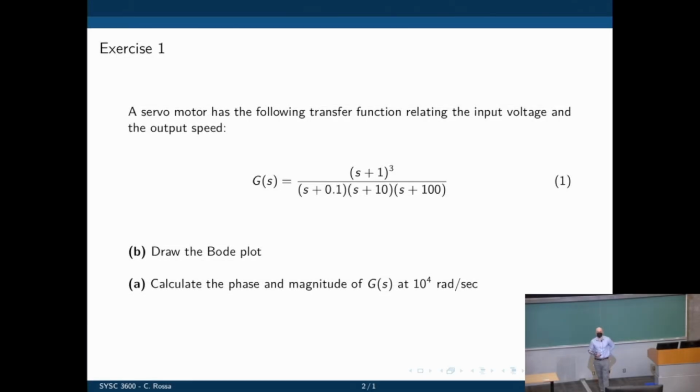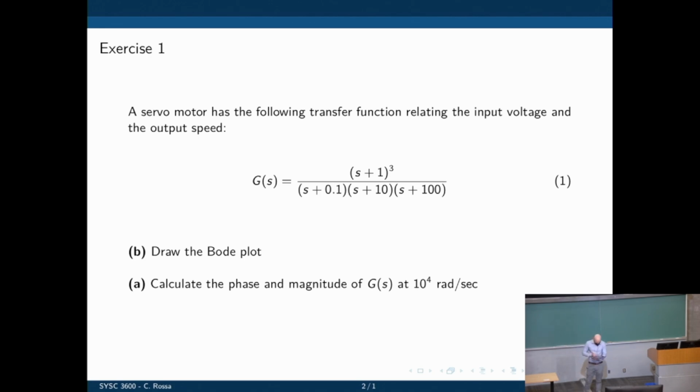So what is the first step if we want to do the Bode plot? What should we do? Maybe we should start by preparing the transfer function in the format we need for our Bode plot. How would this function read? Well, we want S divided by the cutoff frequency of each pole and 0 plus 1. So to do that, we need to factor out 0.1, 10, and 100. The top is fine because we have S plus 1.